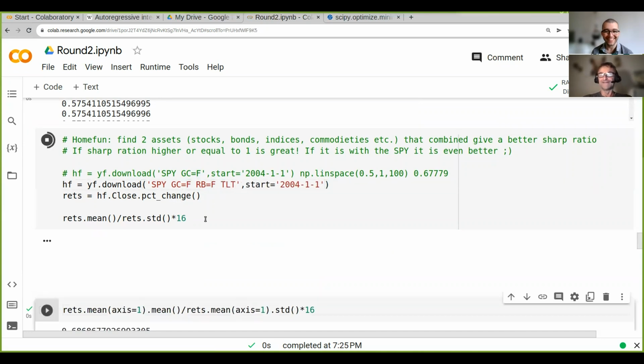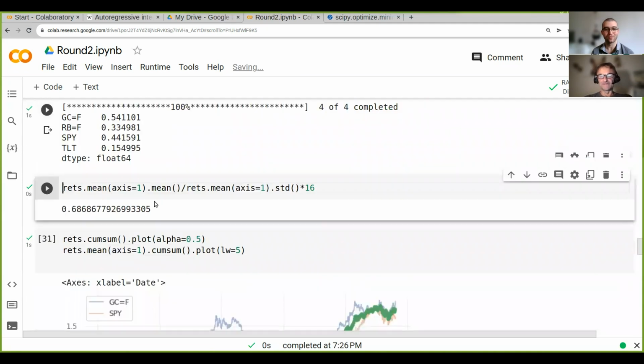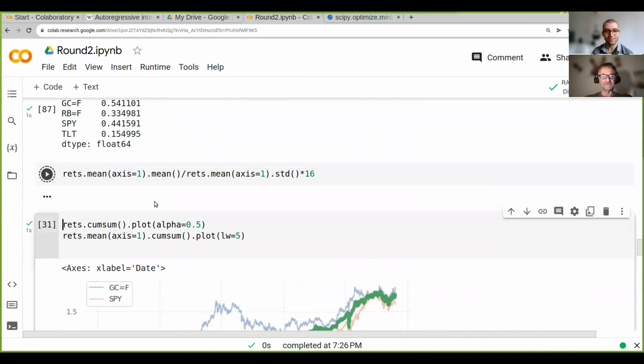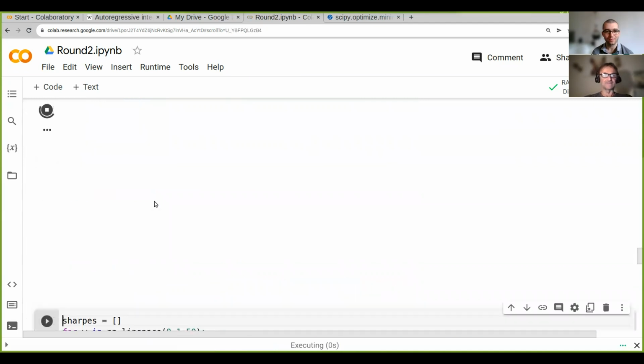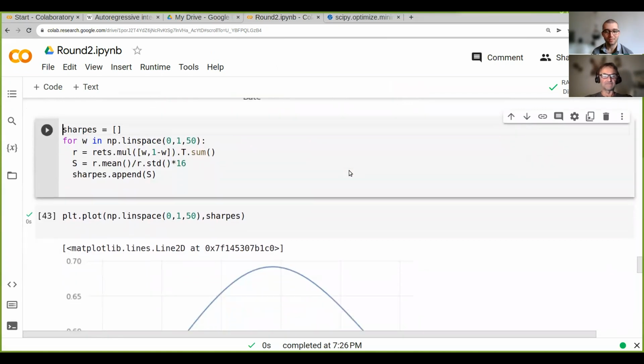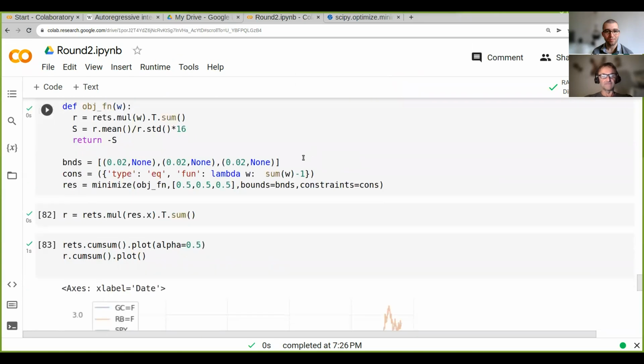Whilst we're at it, TLT has a really low Sharpe ratio, 0.15. So that's not particularly interesting. And let's just see what curve that gives us. Well, it's maybe not as good as we wanted it to be. So let's see if we can do the optimization on this as well.